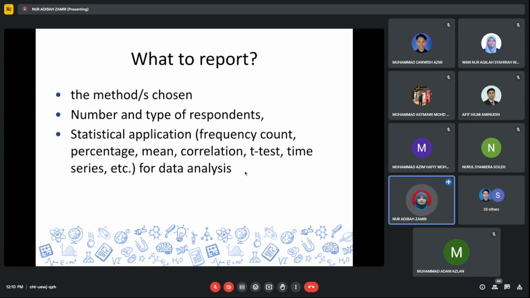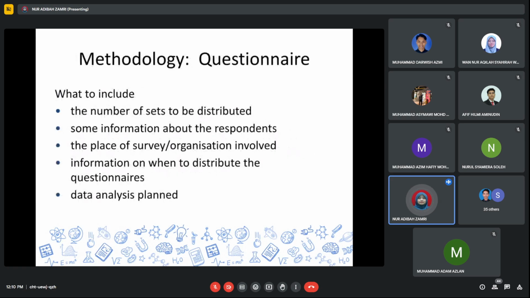So these are all the ways for you to evaluate the data. You can use frequency count, percentage, mean, correlation, t-test, time series, and so on. But please use percentage only. Okay, frequency count or percentage only. You don't have to use mean, correlation, t-test, time series, SPSS, and so on, because we are not going to learn those things.